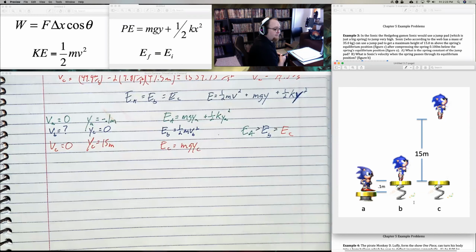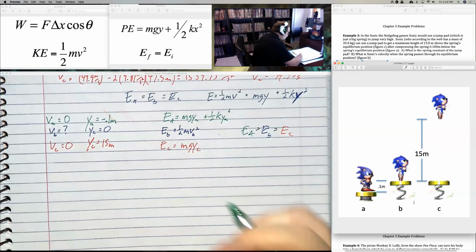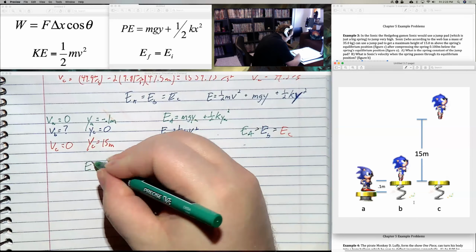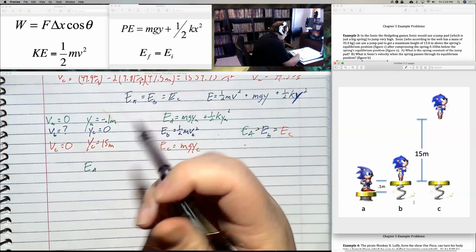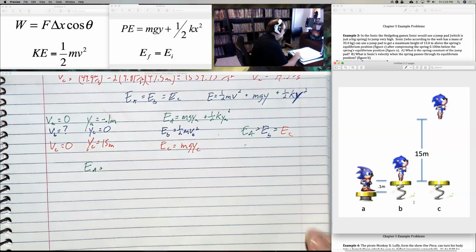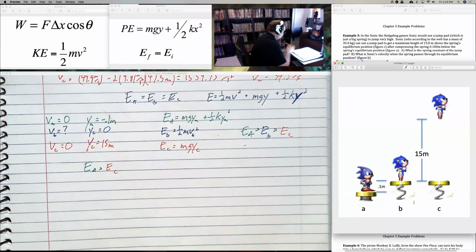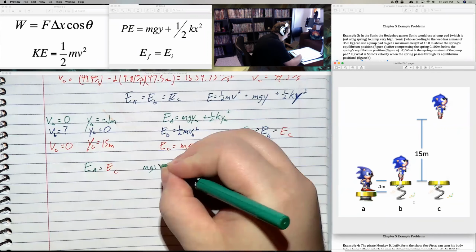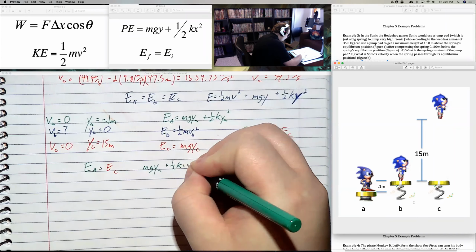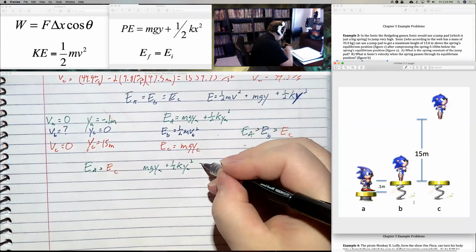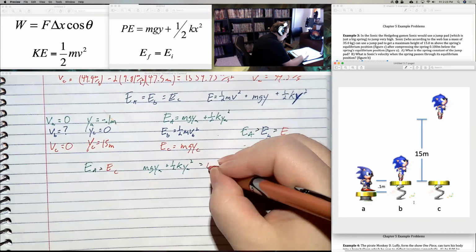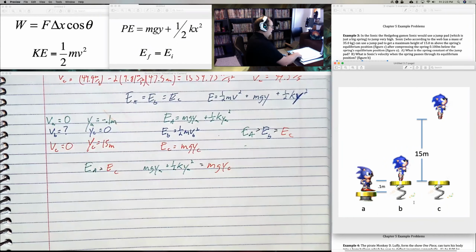Now, part A said find k. k only shows up in EA. So I'm going to use my energy at A, and set that equal to either my energy at B or my energy at C. But B has a question mark in it, so let's use C. mgya plus 1/2 kya squared equals mgyc. So if I want to solve for k, at this point I'm going to stop color coding.